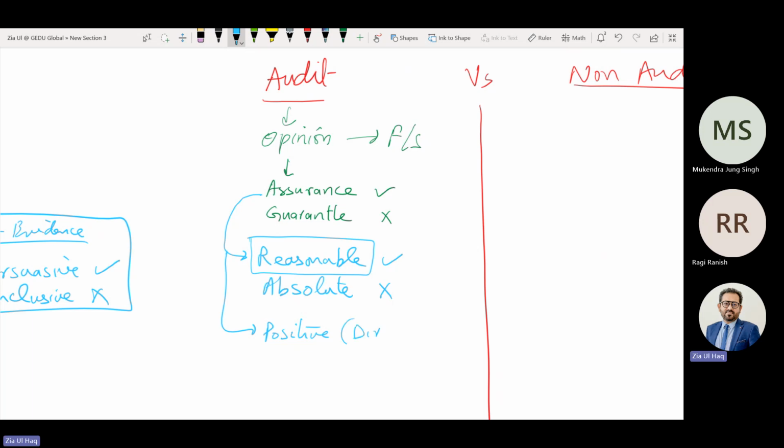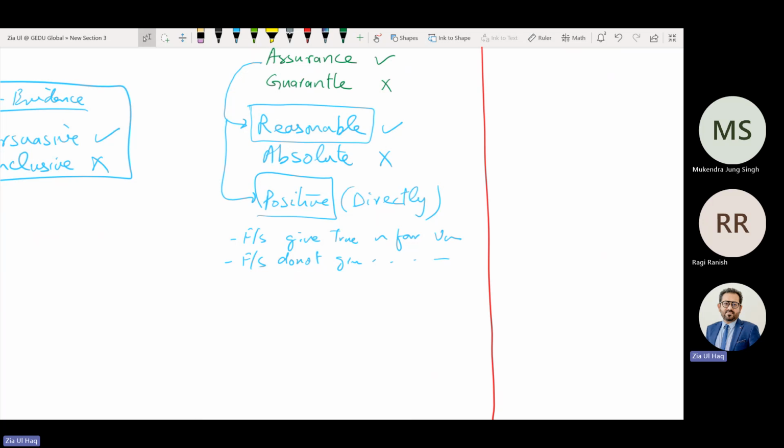Positive means the auditor expresses his assurance directly. Directly means financial statements give a true and fair view, or do not give a true and fair view, he expresses it straight away. Financial statements give a true and fair view, do not give a true and fair view, or except for this, give true. There's no ambiguity. He expresses directly. That's why the assurance provided in audit is called positive assurance as well. The assurance provided in audit is reasonable, positive, as well as a high level assurance.